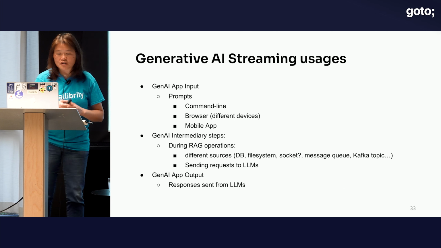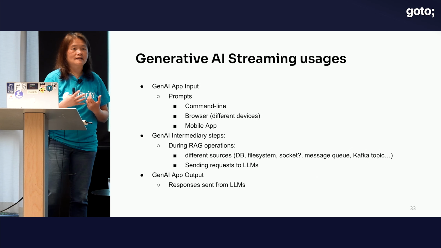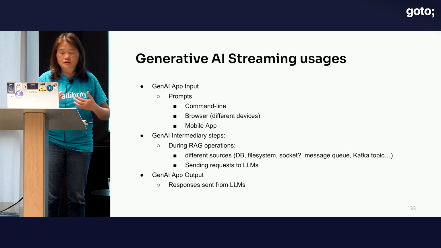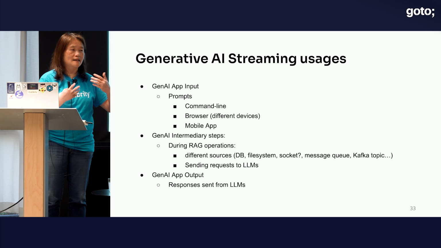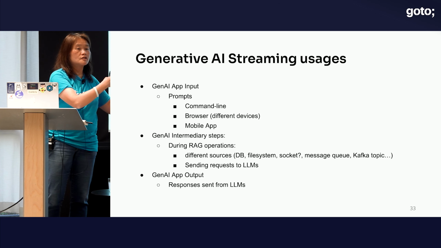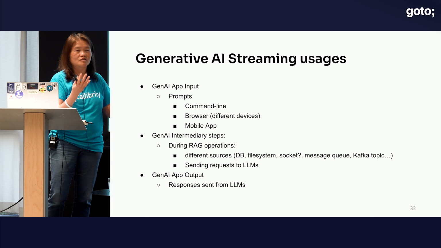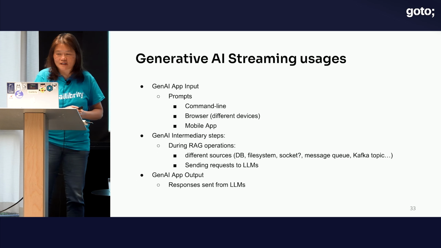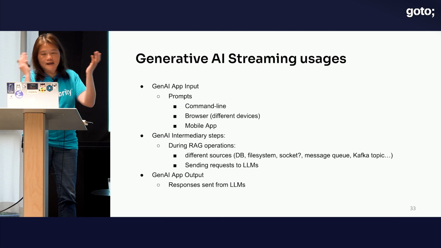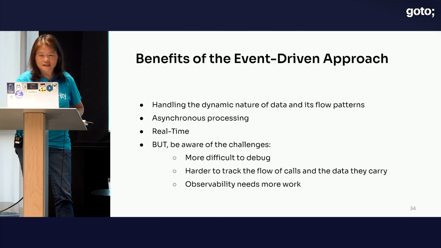And of course, for generative AI, the apps come back with some responses from your LLMs. You can also immediately capture certain things, manipulate them, and then send them back to the person who is querying, asking questions essentially. So these are examples of GenAI streaming usages that you can think of.